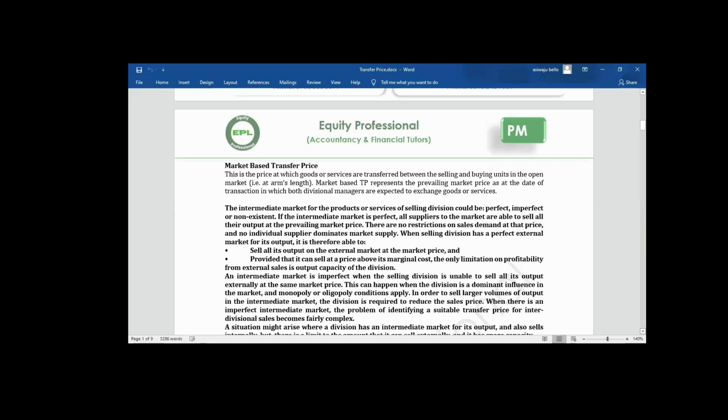For example, let's take division A again. Division A maximum capacity is 500,000 units. But division A can only sell 400,000 units at the external market to external customers. The balance is 100,000. That 100,000 units is what we refer to as spare capacity or excess capacity.